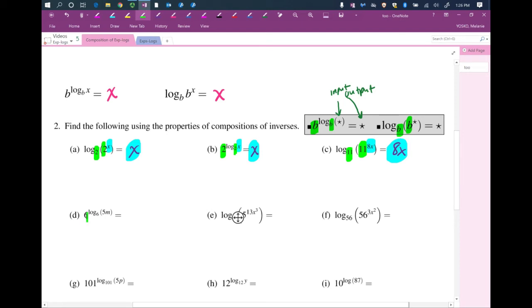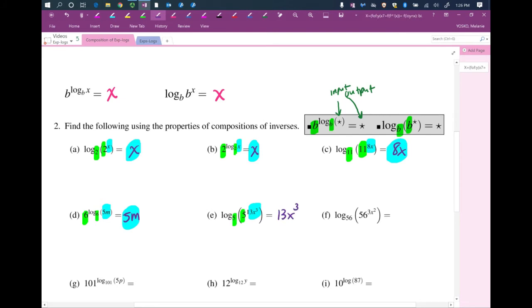Here we have 6 to the log base 6 of 5m. Base of the exponential is the same as the base of the logarithm. So we have a function composed with its inverse. That means the input will be the output. So 6 to the log base 6 of 5m equals 5m. So we have log base 5 of 5 to the 13x cubed. So what's our answer? Same color I've been using. 13x cubed.